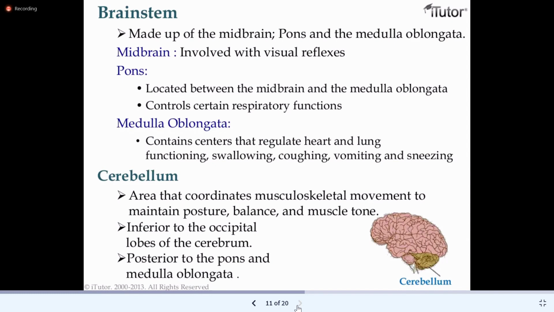Next is the cerebellum, beneath the brain, at the bottom of the brain. It coordinates musculoskeletal movements to maintain posture, balance, and muscle tone. It is inferior to the occipital lobes of the cerebrum and posterior to the pons and medulla oblongata. Muscular and skeletal movements are influenced by the cerebellum.